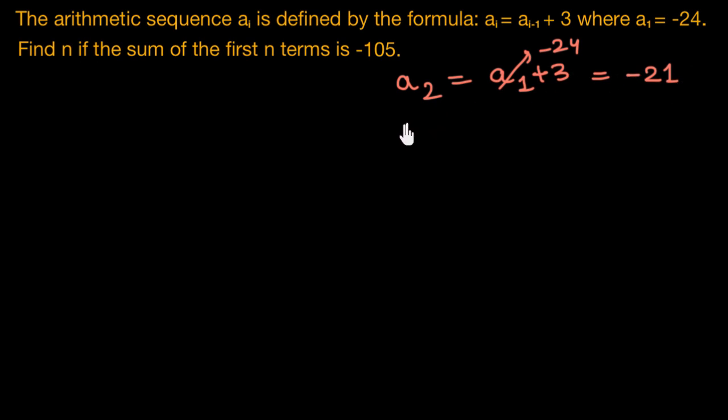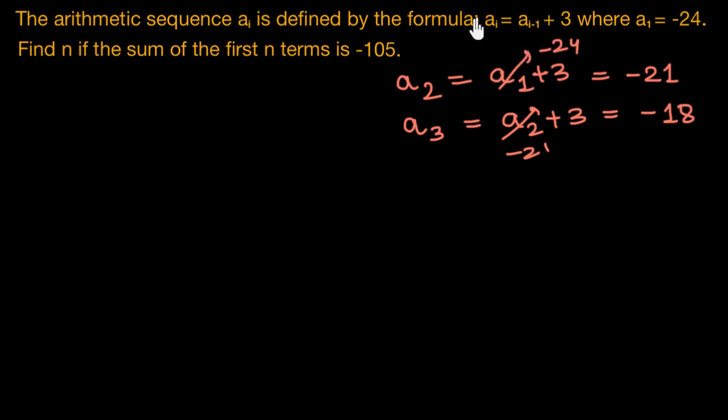Similarly, let's take another example. If i is equal to 3, that means the third term in the sequence can be given as the sum of the second term and 3. And we just found out the second term is equal to negative 21. So negative 21 plus 3 is negative 18. So using this, we can figure out the value of any term of the sequence.